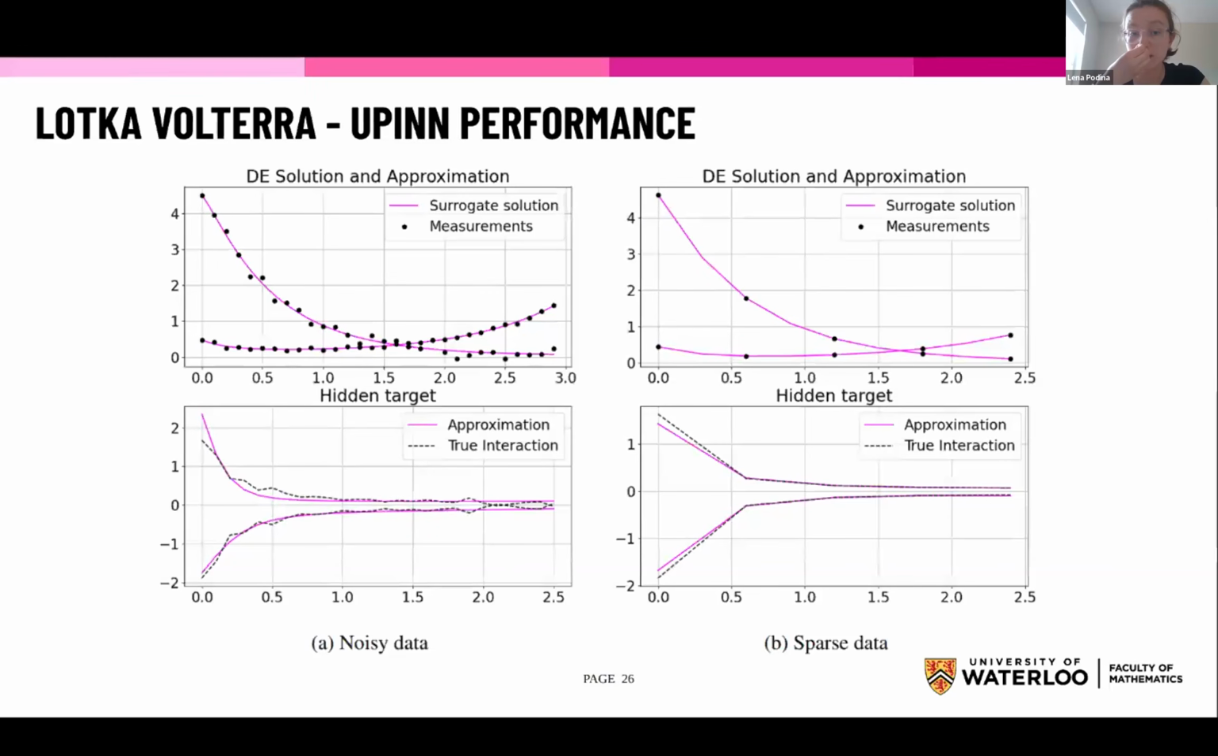We also ran our method on the exact same data, so sparse data and noisy data, and we notice pretty good results. We're able to recover the underlying hidden terms in the case of noisy data and sparse data. And also the solution here doesn't seem to be quite as affected by noise, so it seems to be sort of noise robust.